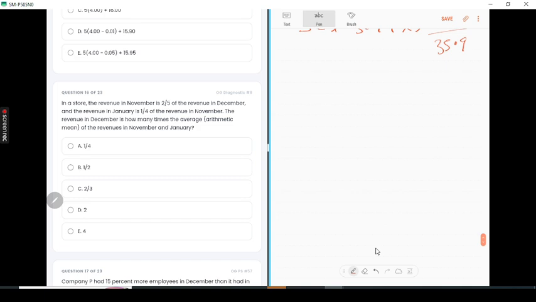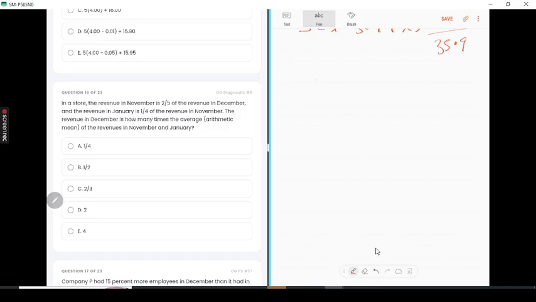In a store, the revenue in November is 2/5 of the revenue in December, and the revenue in January is 1/4 the revenue in November. The revenue in December is how many times the average of the revenues in November and in January? You will notice that in this question we have a lot of numbers. The common thing here is November, so let's take that as the common thing.